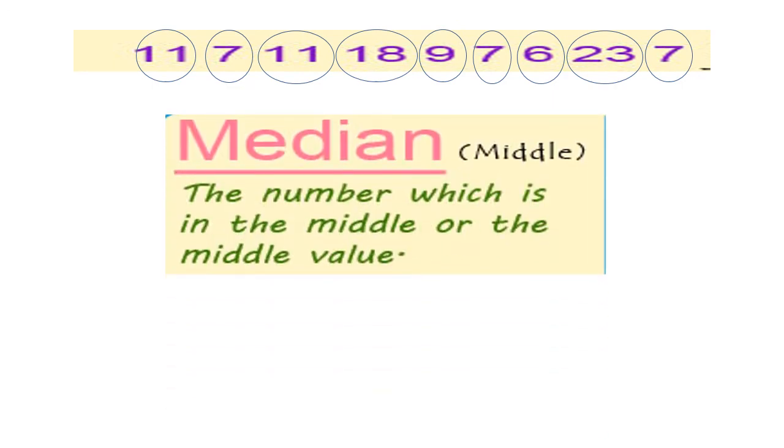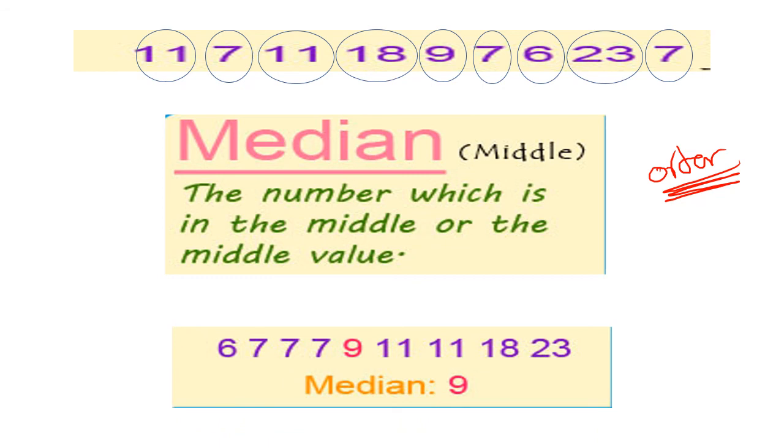For the same set of data, I wanted to calculate the median. And we said that there is an important thing before we find the median: we order the values. So first, I need to order the values from the smallest to the greatest. I will start by ordering them: 6, 7, 7, 9, 11, 11, 18, and 23. Now let's count them: 1, 2, 3, 4, 5, 6, 7, 8, 9 values.